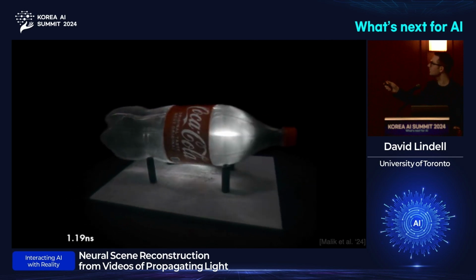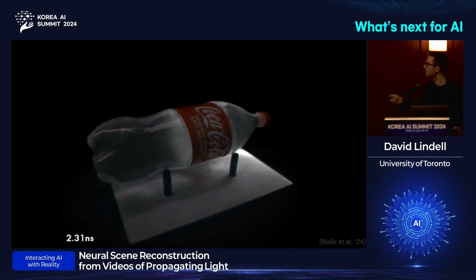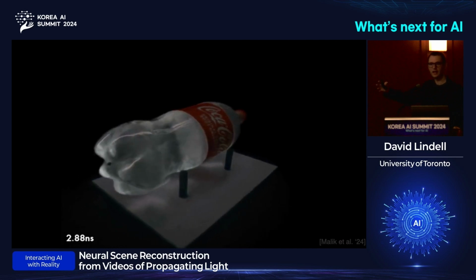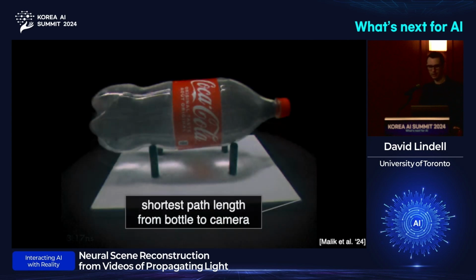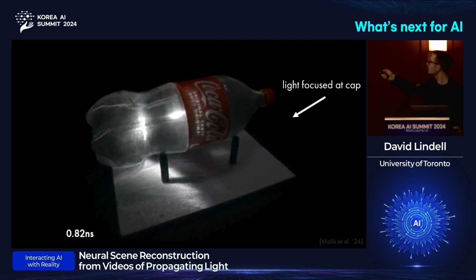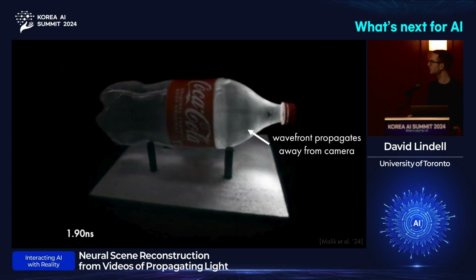Okay, so we can see the pulse of light here resolved by the camera, and we also see other interesting effects, light that refracts through the plastic of the bottle, through the water onto this plane below the Coca-Cola bottle. Light continues to propagate through the bottle until it focuses here at the cap of the bottle, and then this wavefront of light appears to start at the near corner, and then it propagates away from the camera towards the other corner before eventually light scatters back to the back of this bottle.